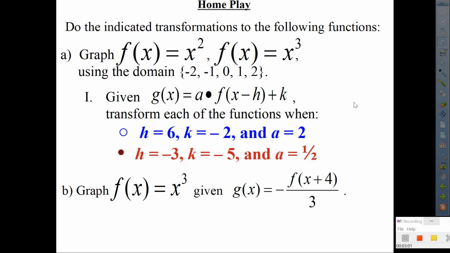Tonight's home play is on the screen. For those of you watching online, you can pause the video and copy those. You can practice.